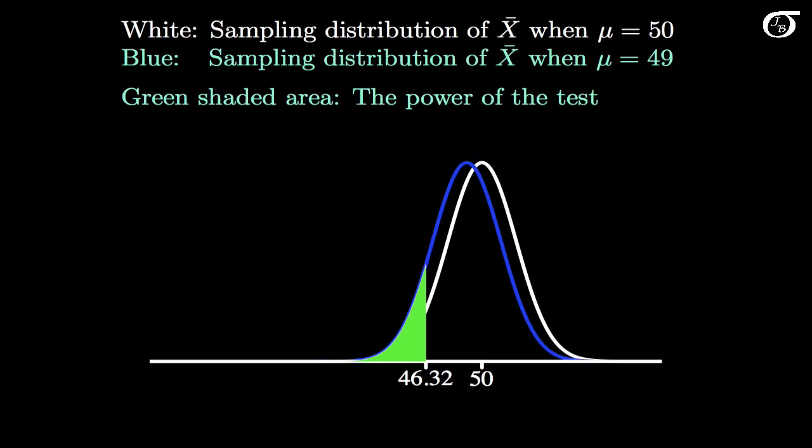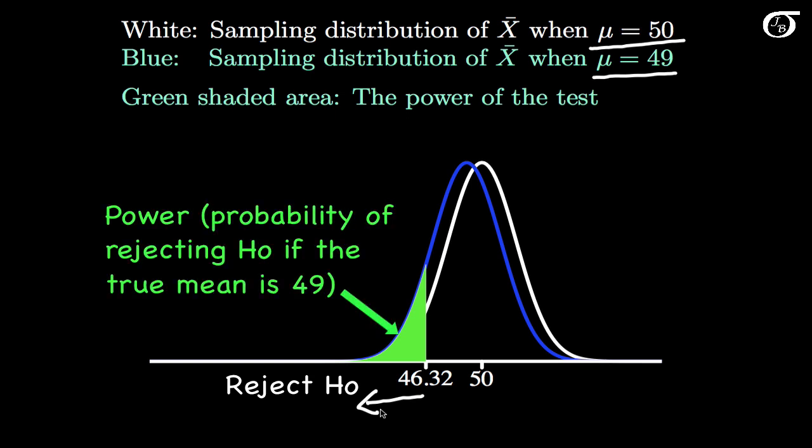Let's see what that looks like. The white curve here represents the sampling distribution of the sample mean when the null hypothesis is true and mu is actually 50. The blue curve represents the sampling distribution of the sample mean if the true mean is actually 49. And recall that we are rejecting the null hypothesis when we get a sample mean that's less than or equal to 46.32. And so the green shaded area under the blue curve is the power of the test when mu is actually 49.